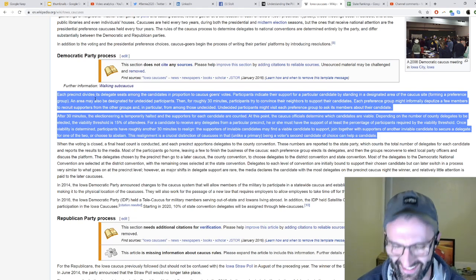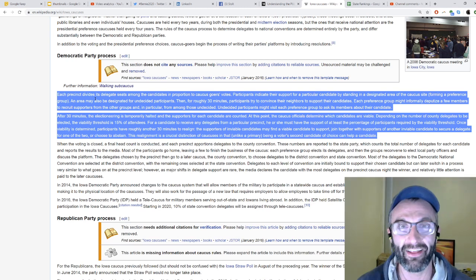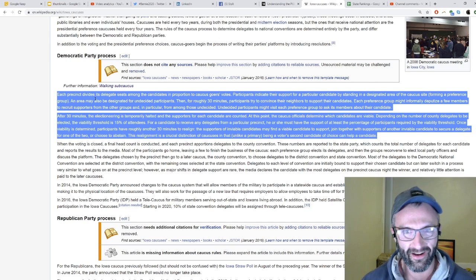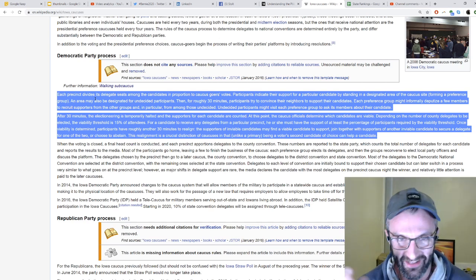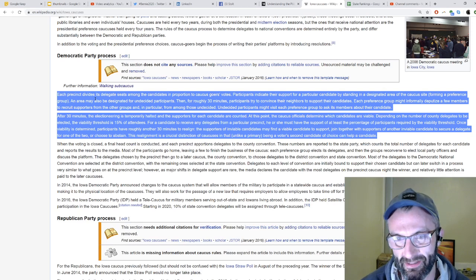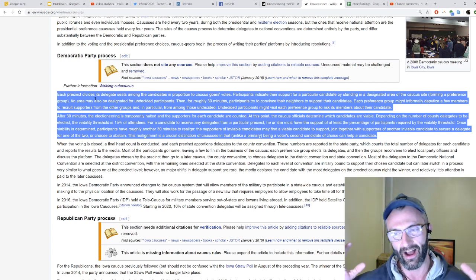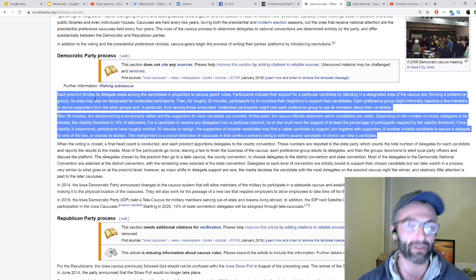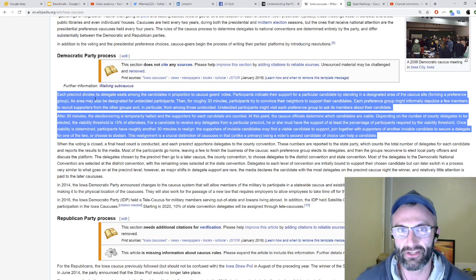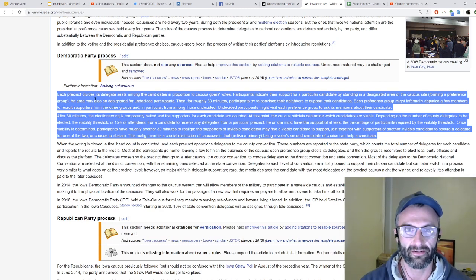Then, this is real life. I'm not going to be like, gotcha. This is actually how it's done. Let's continue. Then, for roughly 30 minutes, participants try to convince their neighbors to support their kid. You guys can go read this yourself. This is really actually a step in the process to getting the president elected.